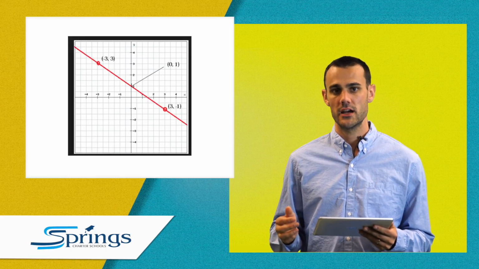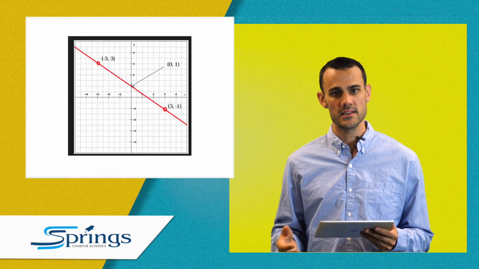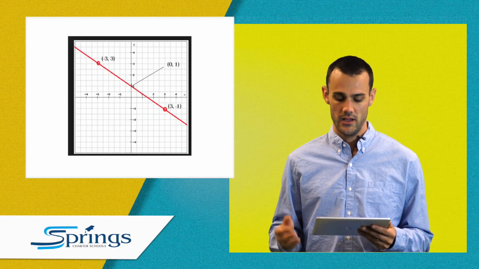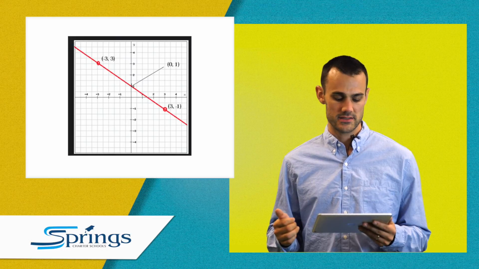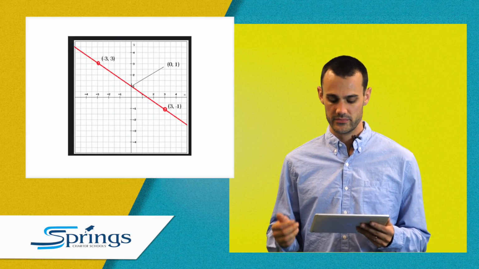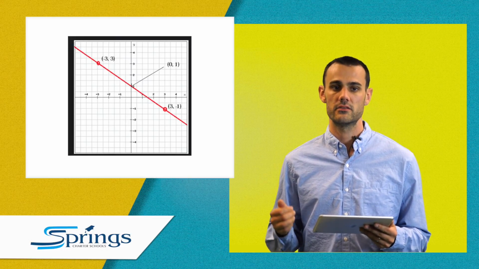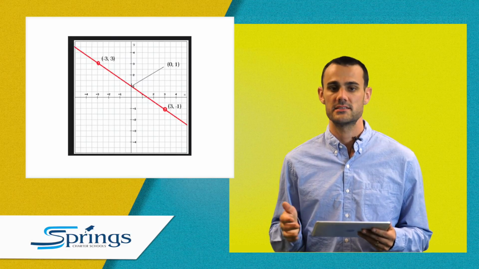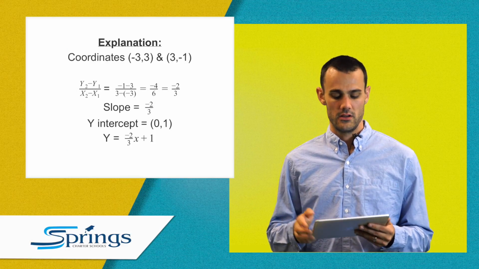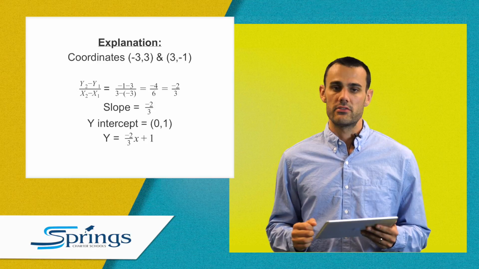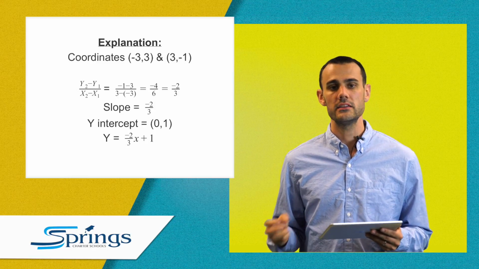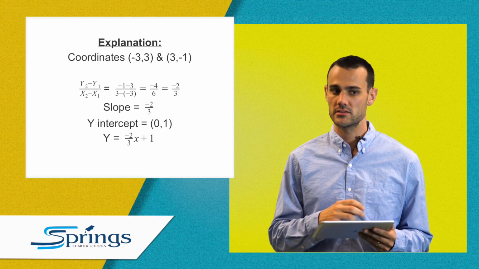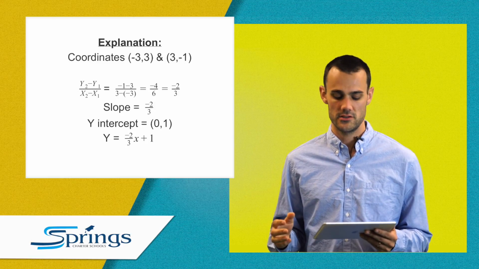Now, the graph is graphed in a straight red line. So we don't see any zigzags, we don't see any curves, and to the naked eye it looks like a straight line. We have the points highlighted here, (-3, 3) and (3, -1). So let's test that to make sure. We have those coordinates, (-3, 3) and (3, -1).